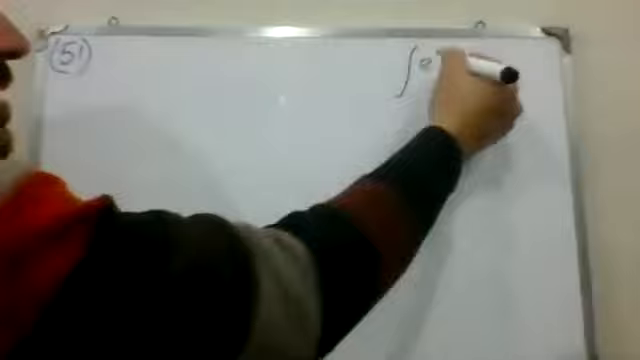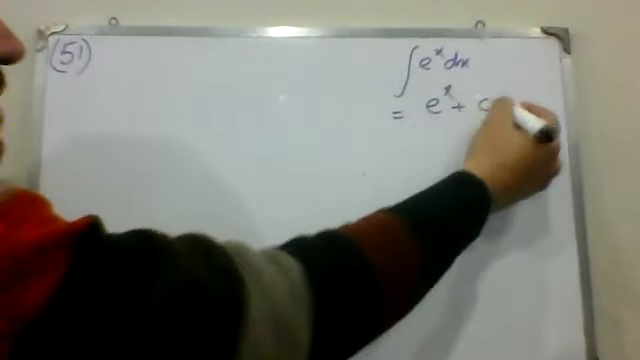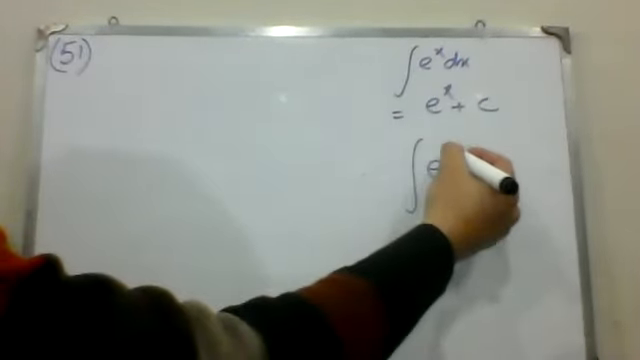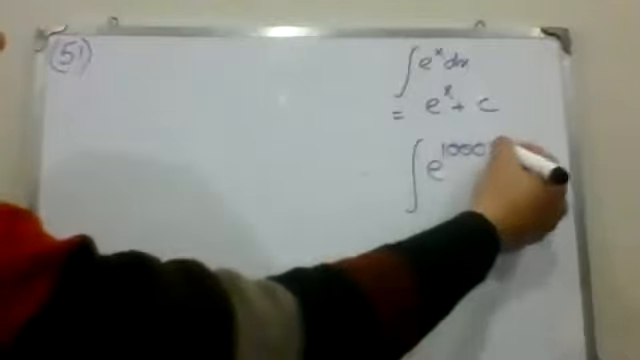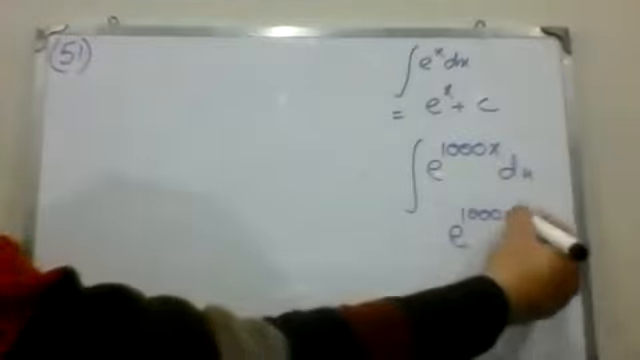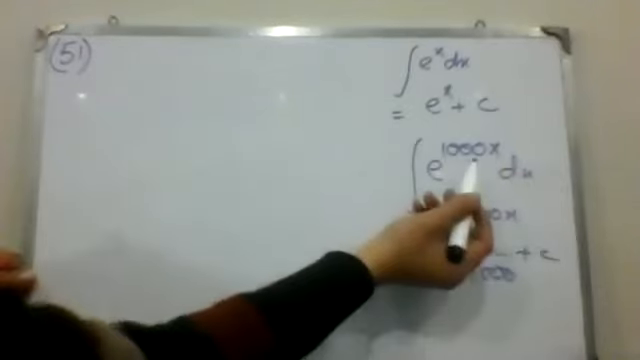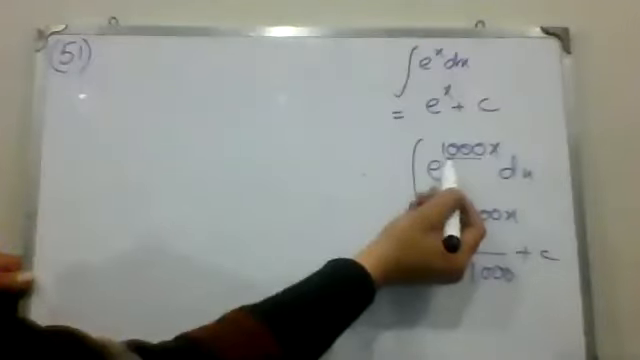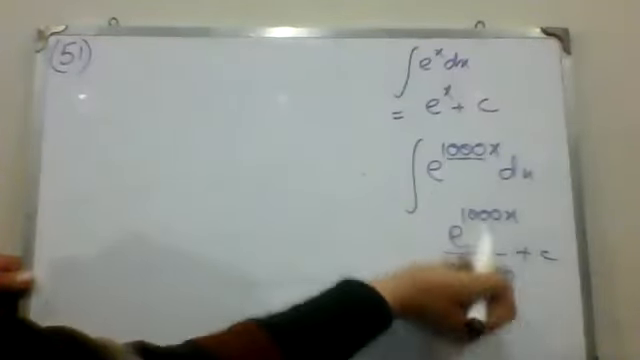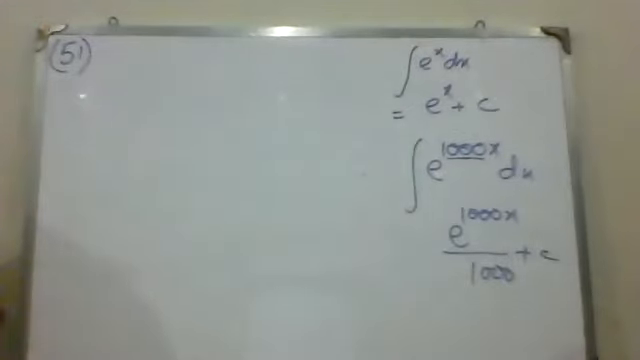If e power x dx, then the integral of e power x is e power x plus c. If integral of e power 1000x dx, we can integrate that and write e power 1000x divided by 1000 plus c. In the exponential, the multiplication term with x must be written in the denominator, so that is the way. Okay.